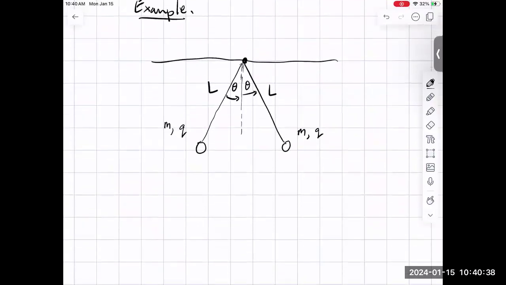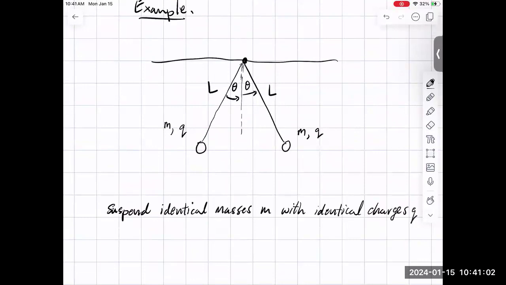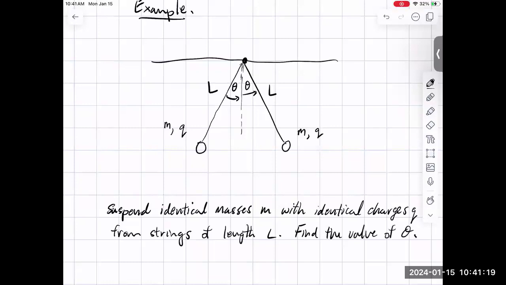So the scenario is that we're going to suspend identical masses M with identical charges Q from strings of length L. And the question is, find the value of theta. I'm not going to give numbers. I'm just going to solve this thing symbolically.